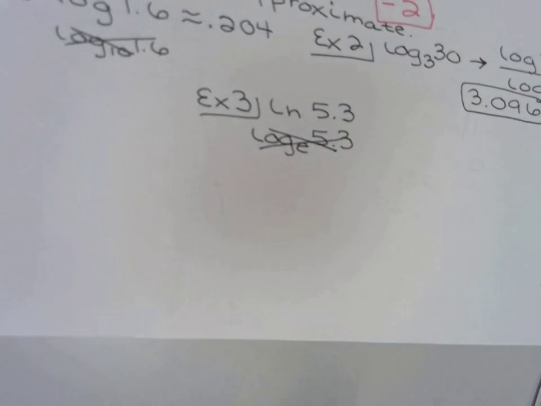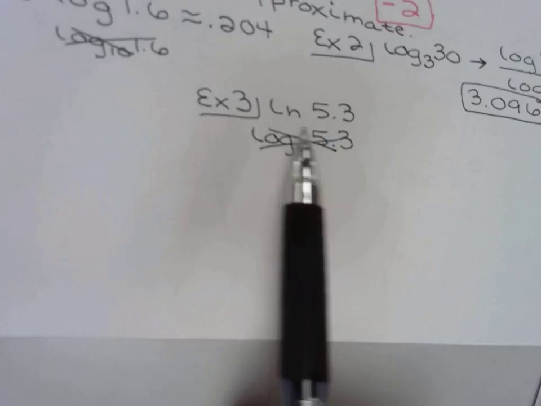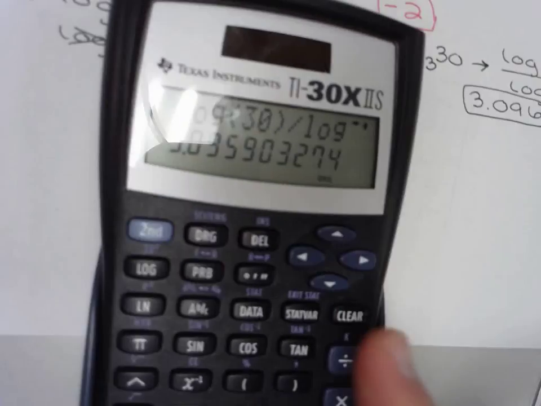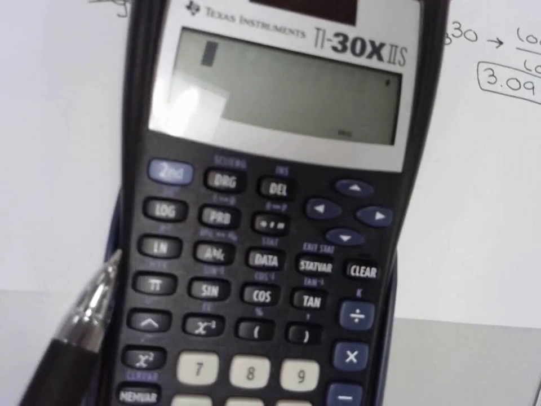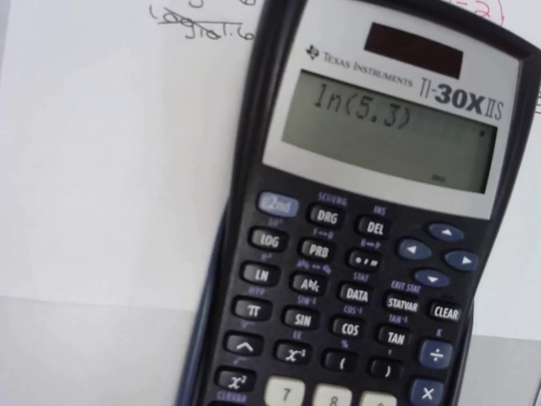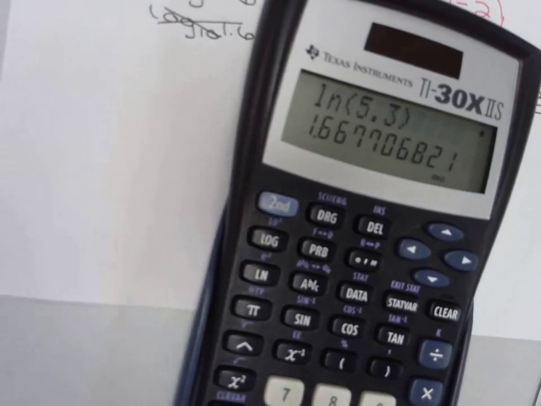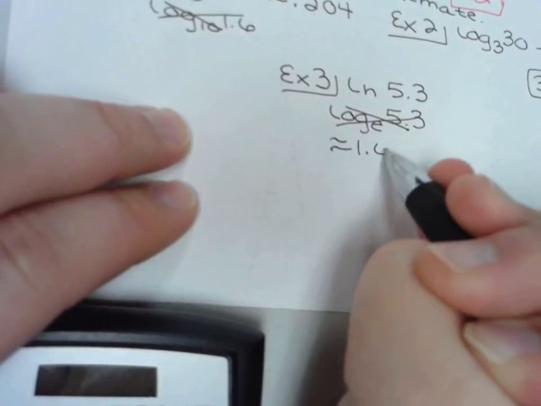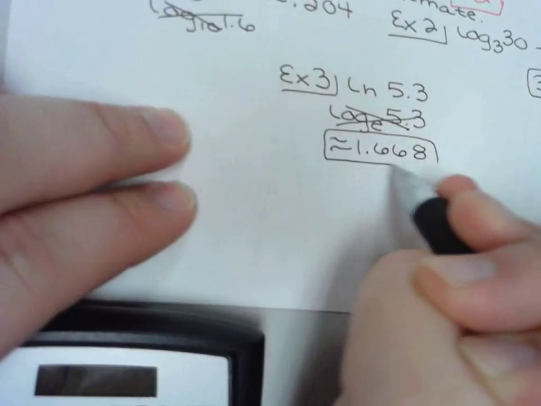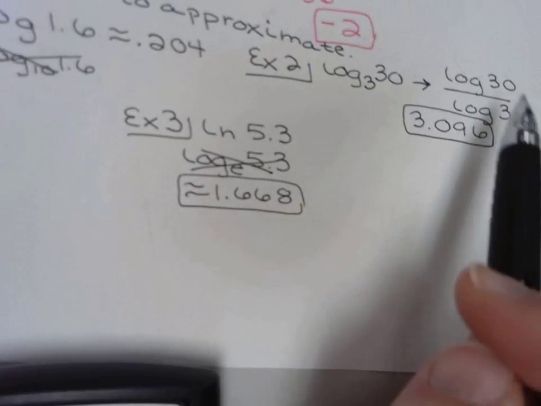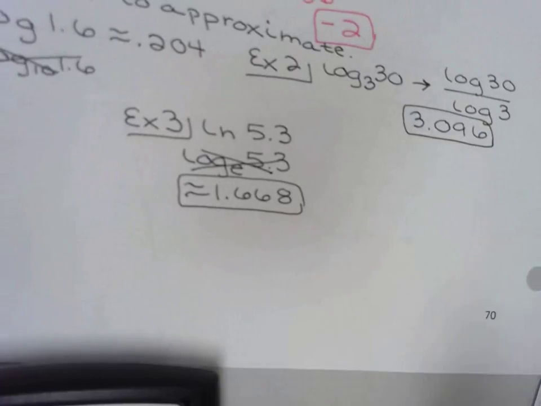So ln of 5.3. ln is the same as log base e. The nice thing about ln is there's a button right underneath log. So when you type it in your calculator, you just do ln of 5.3. That's it. And that is 1.668. So if it's log base e, if it's ln, or if it's log base 10, those are the two you can just plug in. Otherwise, you have to do the change of base formula, which still isn't that much more work.